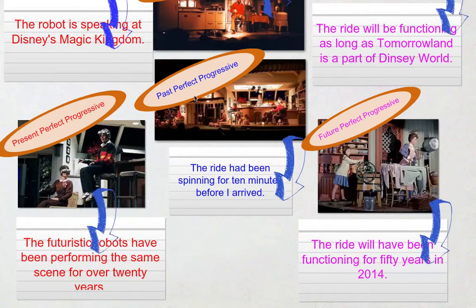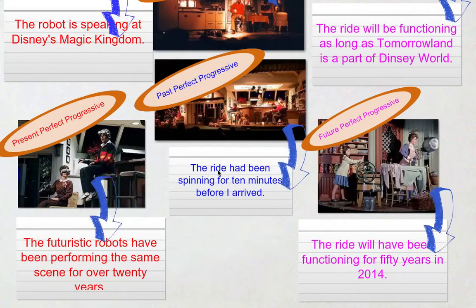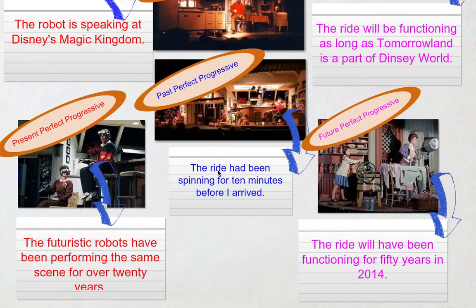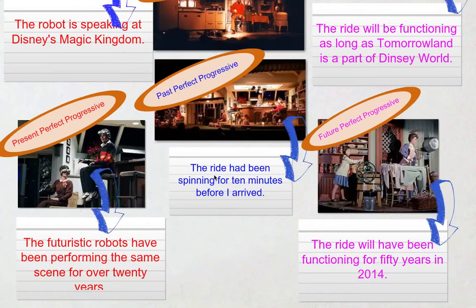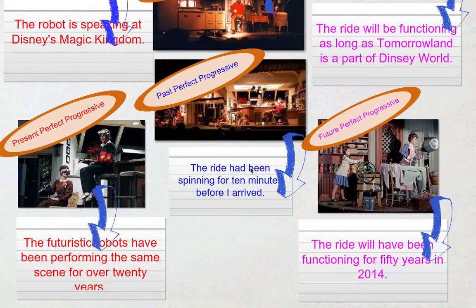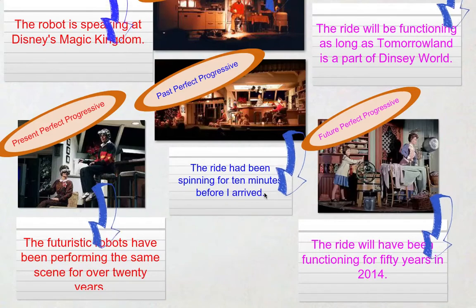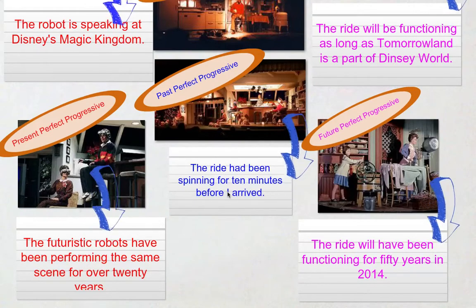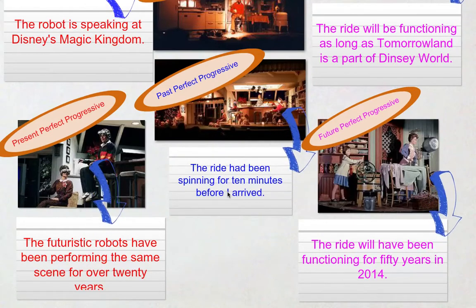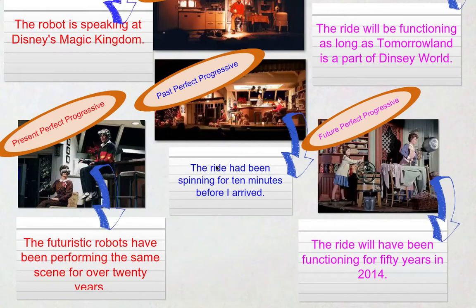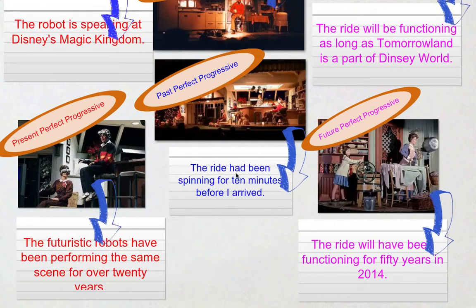Now, past perfect progressive, you're talking about an event in the past, as it was happening in the past. So, the ride had been spinning for 10 minutes before I arrived. You see why? Because it happened before I got there. It was in progress before I got there, if you can see what I'm saying. So, the ride had been spinning.